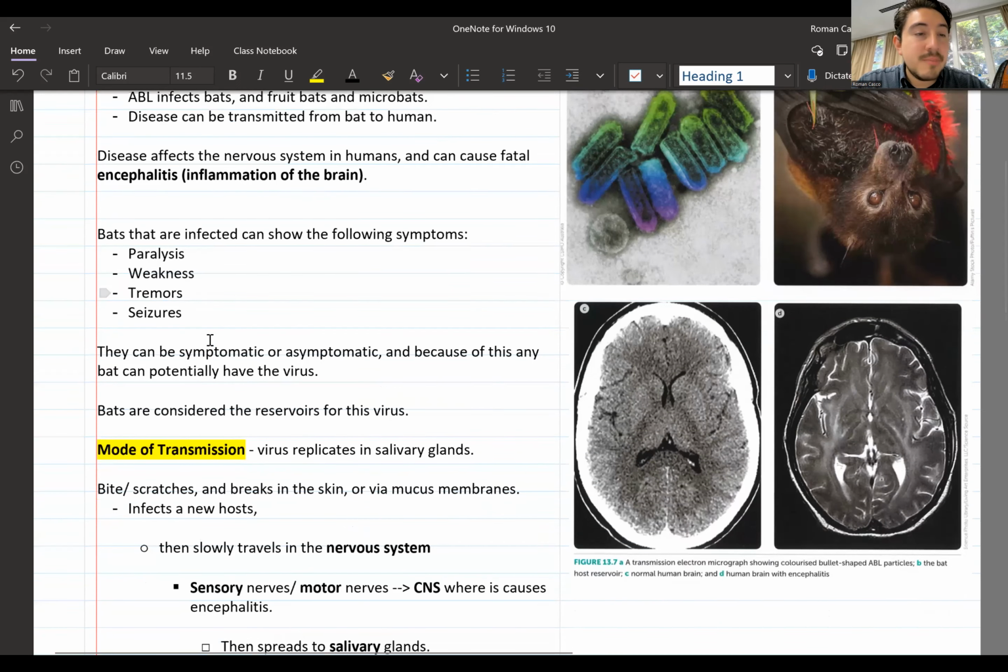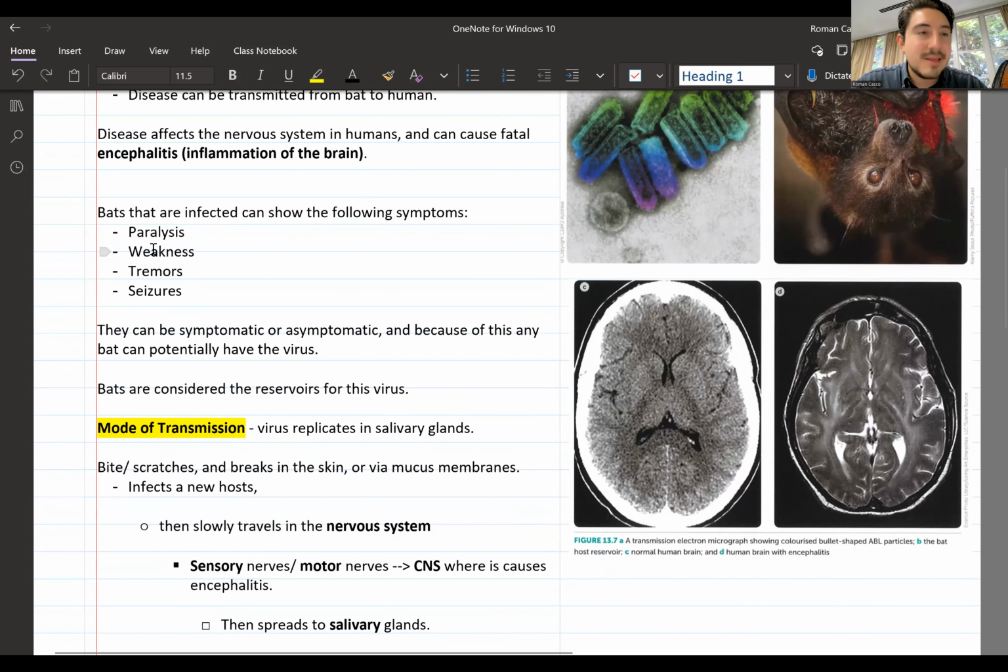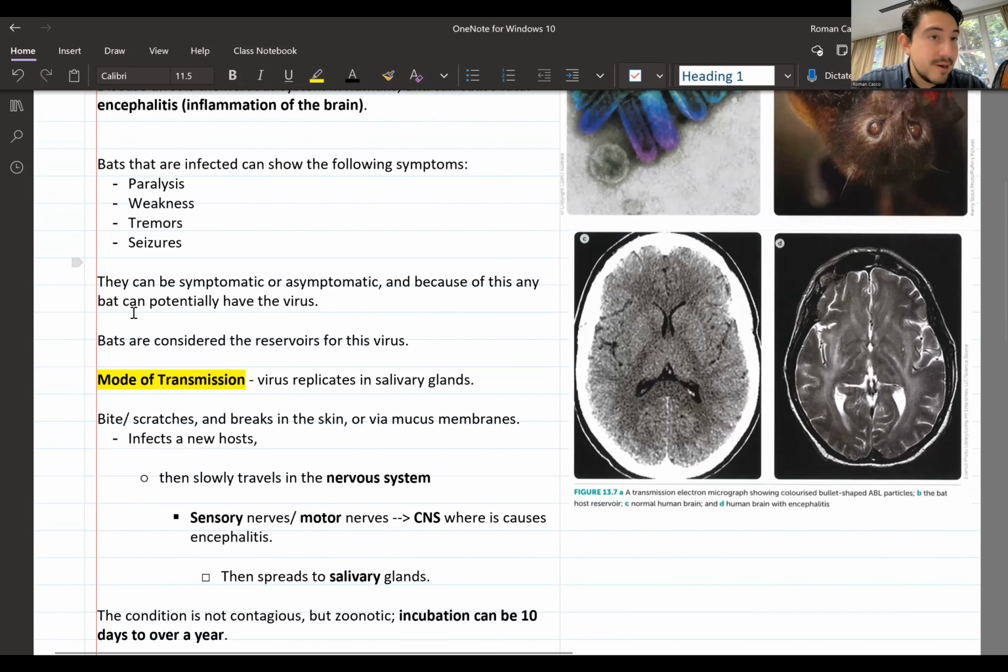The bats themselves could show symptoms, so as a researcher or scientist you can detect if they have this virus even before doing blood work and more molecular techniques. They can show paralysis, general weakness in the body so that they can't even fly, shakiness, or seizures. That's one of the characteristics of rabies also. But not necessarily all the bats. They can be symptomatic or asymptomatic.